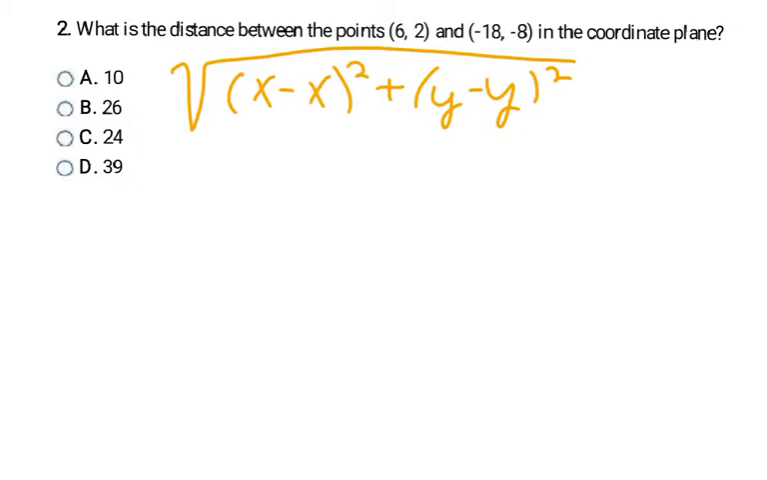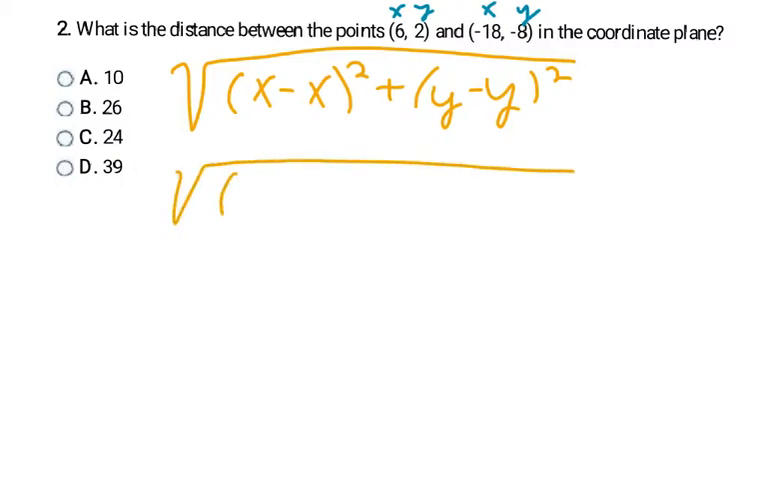This second question is asking the same thing. What is the distance between these 2 points in a coordinate plane? The first thing I'm going to do is label those 2 points x and y so that I can keep everything straight. Then I've already written down my formula, so I'm just going to go ahead and substitute into that formula.